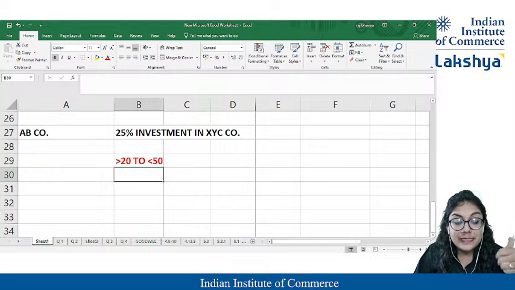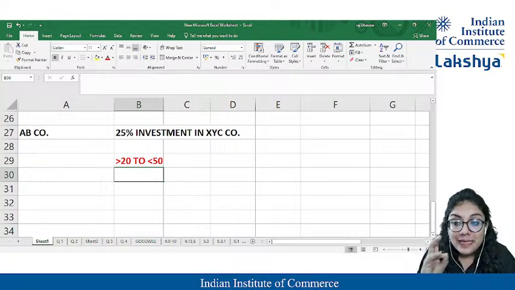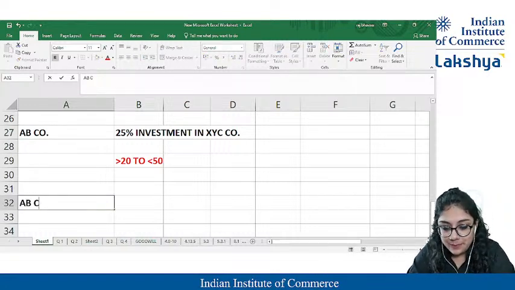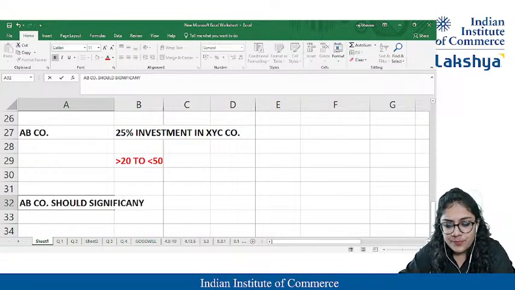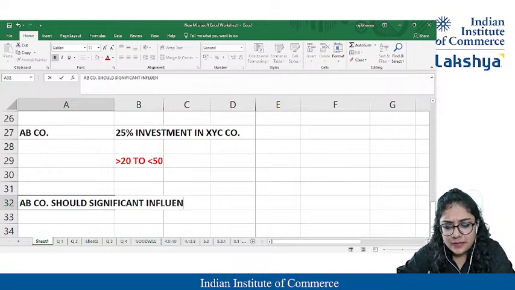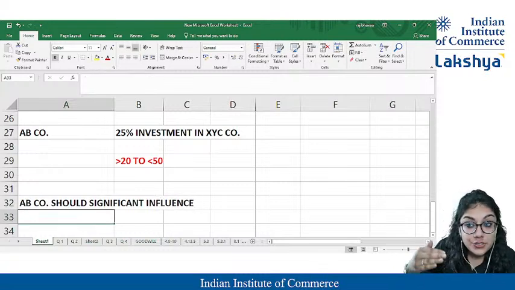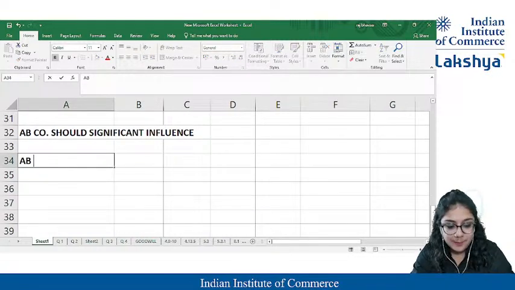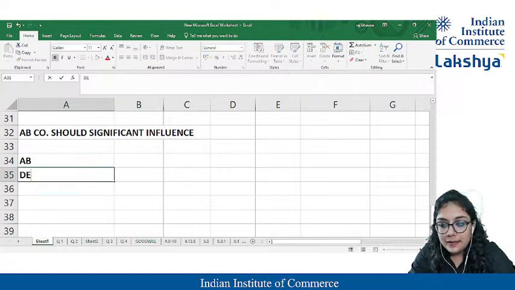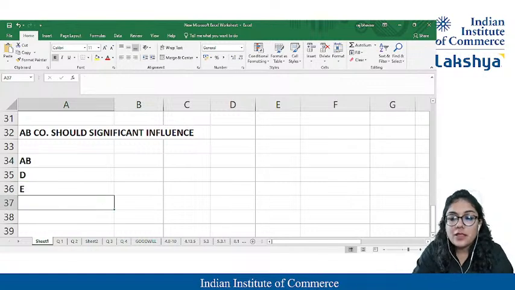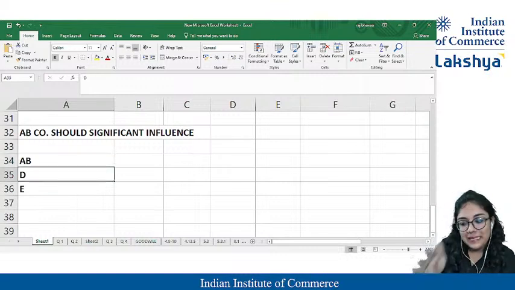To term it as an associate, AB company should possess significant influence. What is significant influence, by the way? That means my decisions should also influence them. For example, ABC company, let us say AB. There is somebody like D, and basically there is some E. So basically these are three shareholders: AB, D and E.